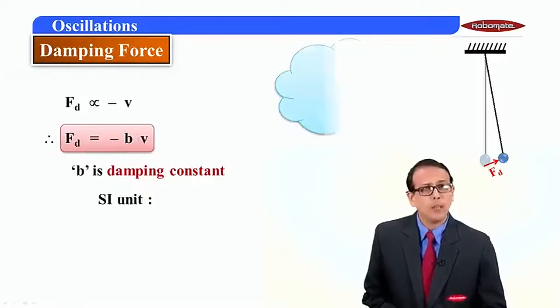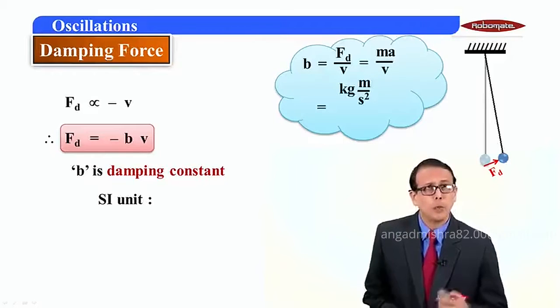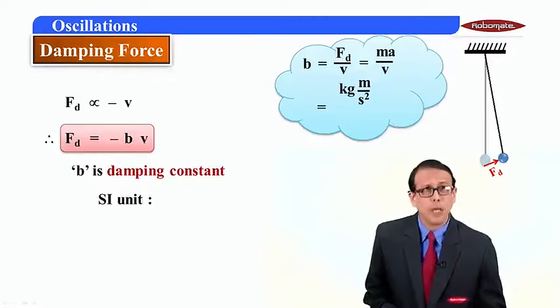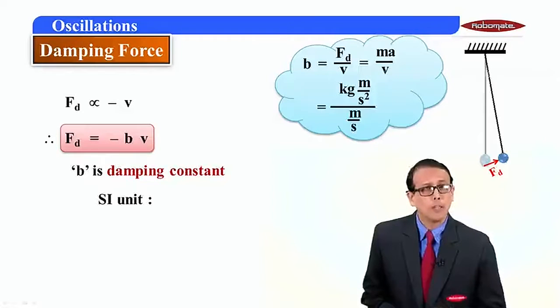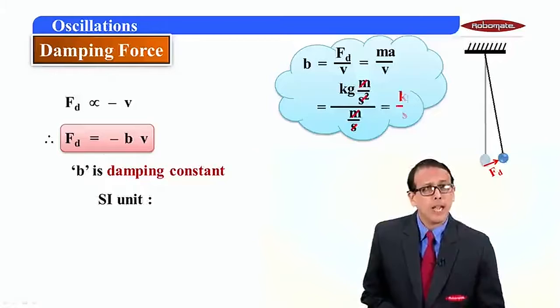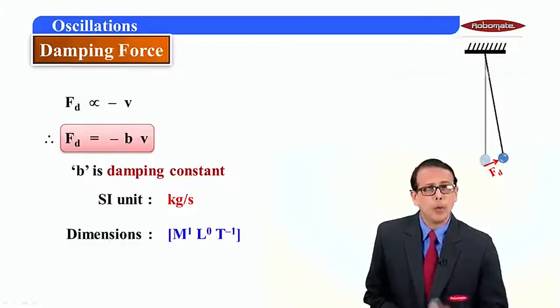Let's find its SI unit. So damping constant b is Fd upon v, and force is m into a. Let's write the respective units. The unit of mass is kg, unit of acceleration is meter per second square, upon the unit of velocity, which is meter per second. We cancel meter, we cancel one second, and what remains is kg per second. So SI unit of damping constant is kg per second, and the dimensions will be M raised to 1, L raised to 0, T raised to minus 1.